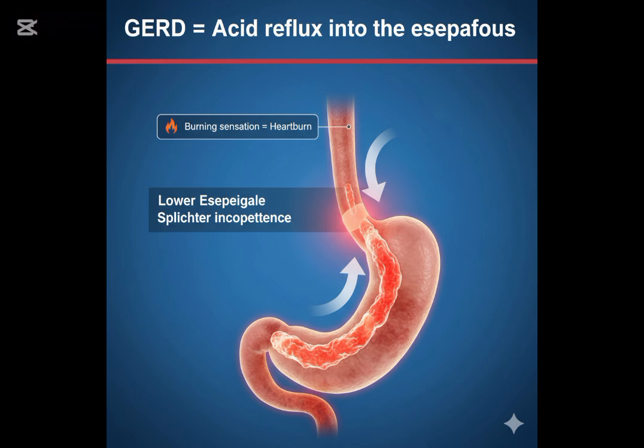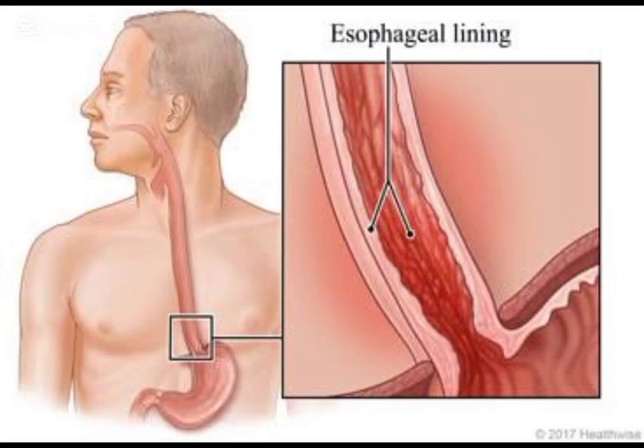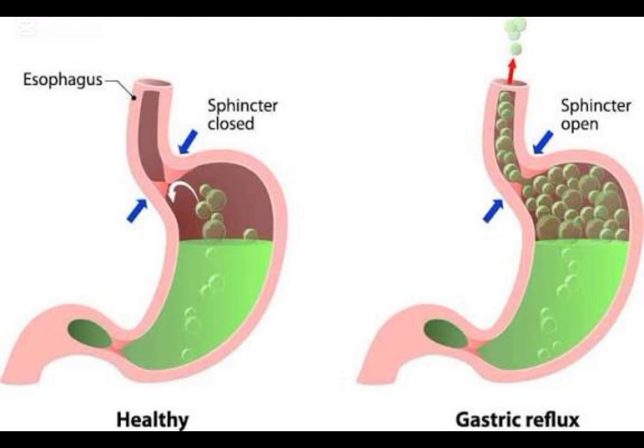GERD occurs when gastric contents reflux back into the esophagus, leading to symptoms and mucosal injury. Normally, several mechanisms prevent this reflux. They include the left crus of the diaphragm, the pressure difference between intra-abdominal and intrathoracic regions, the acute angle at which the esophagus enters the stomach, and the increased tone of the lower esophageal sphincter. When these mechanisms fail, reflux occurs.